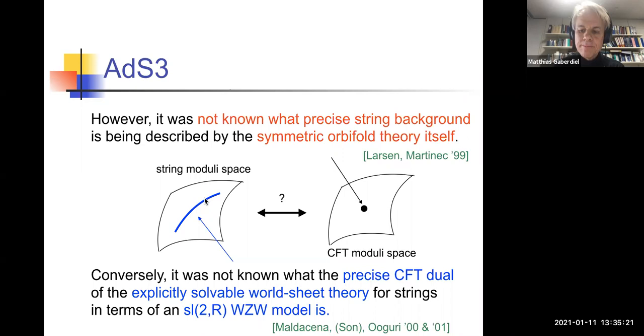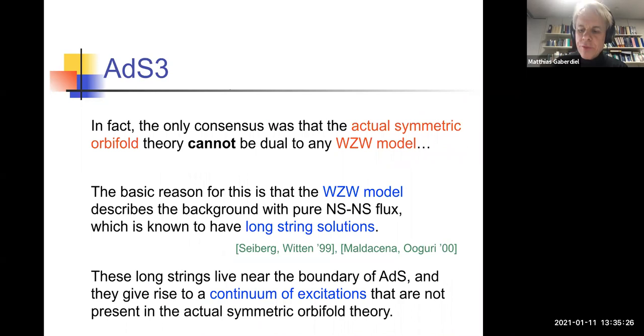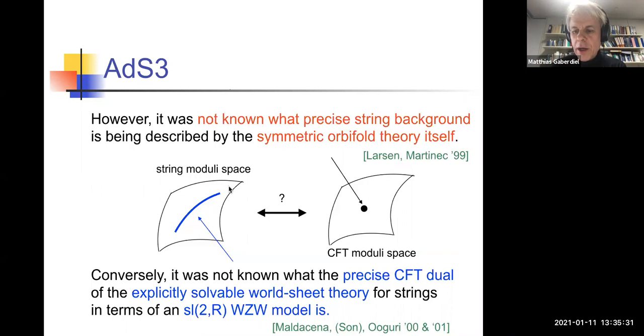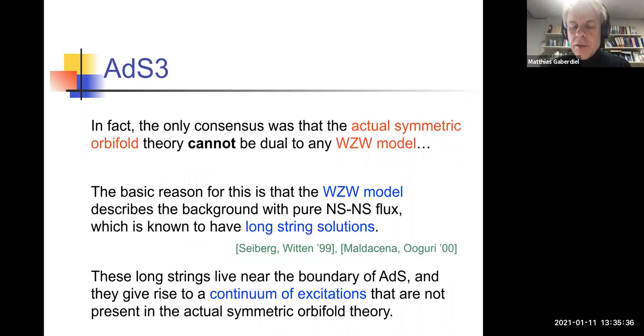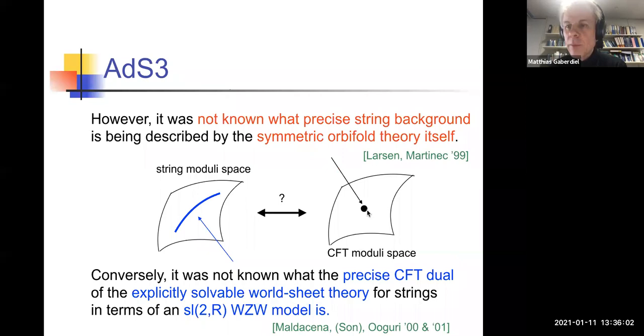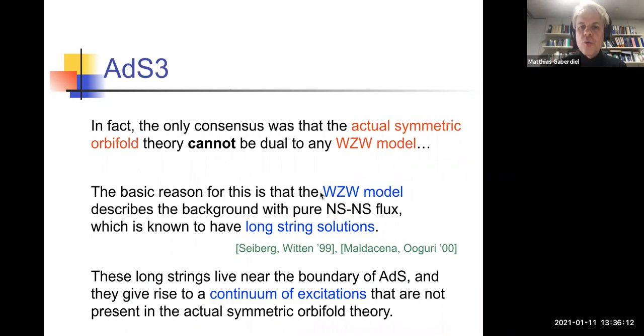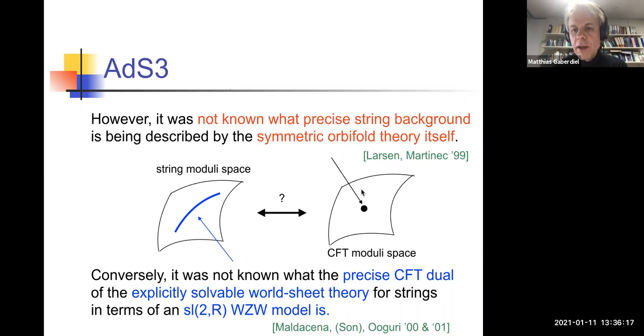Now, I think the only consensus was that the actual symmetric orbifold theory, this special point on the moduli space, is not anywhere on this blue line. The reason is that the Wess-Zumino-Witten model describes the background with pure Neveu-Schwarz flux. That's the reason there is a perturbative string description. That is known to have long string solutions, i.e. strings that live near the boundary of AdS. Near the boundary of AdS, their spectrum is redshifted, and as a consequence their excitation spectrum forms a continuum. If you compare this to the physical states of the symmetric orbifold, there is no sign of any continuum. It's a rational CFT. There is nothing continuous about the spectrum here. So the basic conclusion was that this Wess-Zumino-Witten model, these specific points, will not be dual to the symmetric orbifold theory.